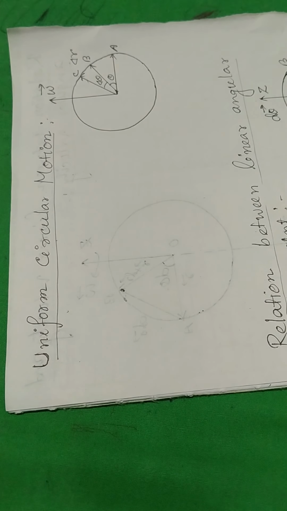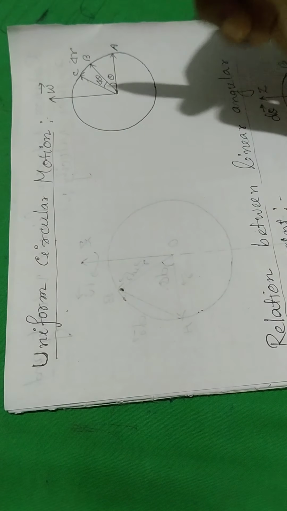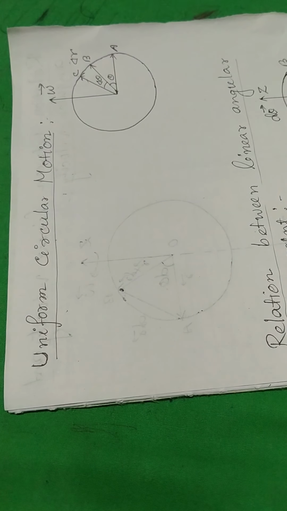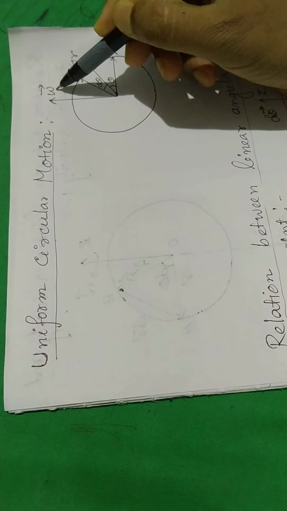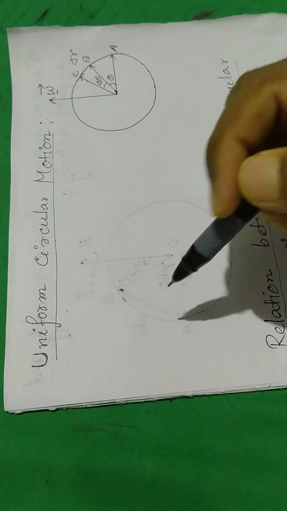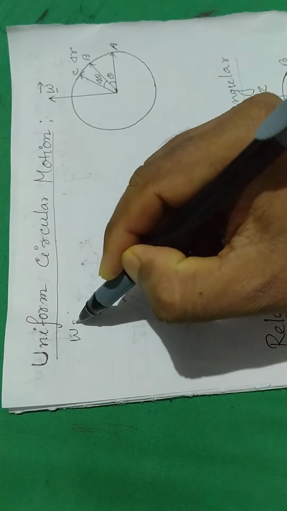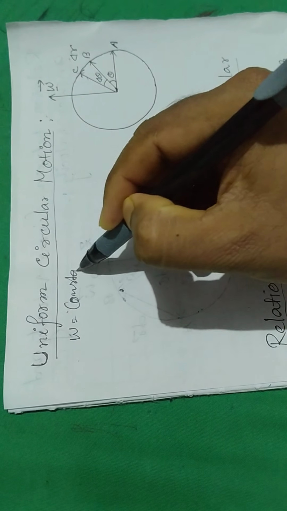What is uniform circular motion? The motion of an object along a circular path with constant angular speed is called uniform circular motion. For uniform circular motion, angular velocity omega is always constant.